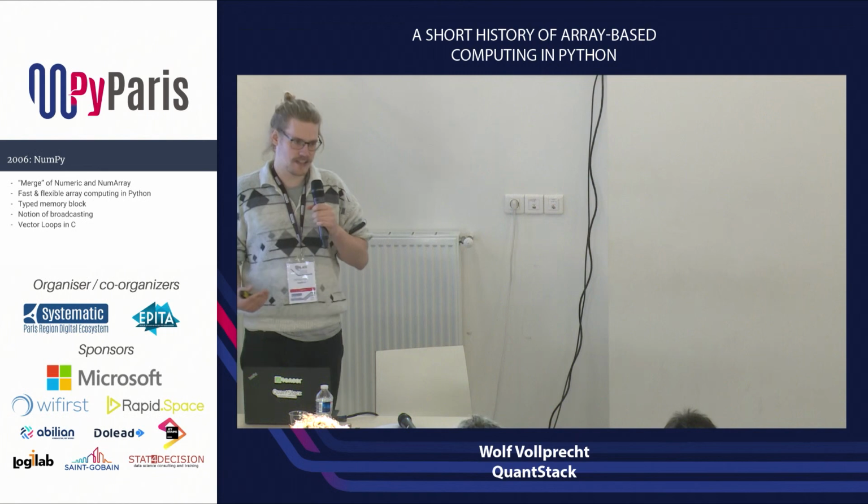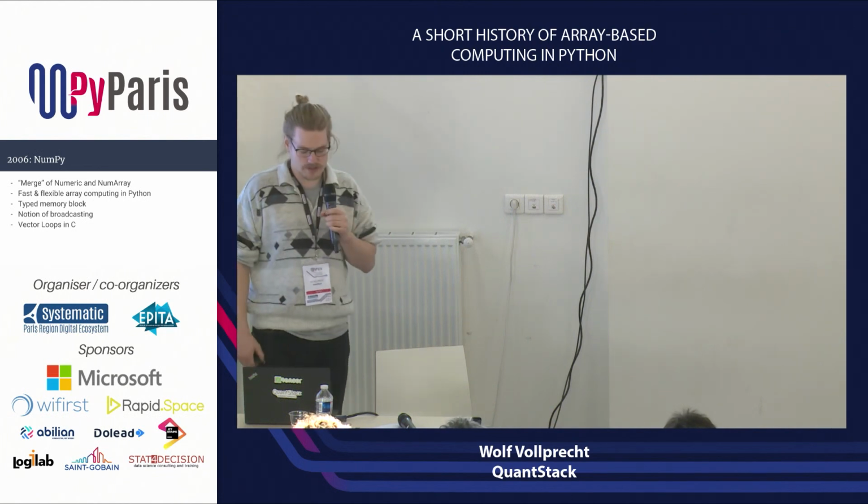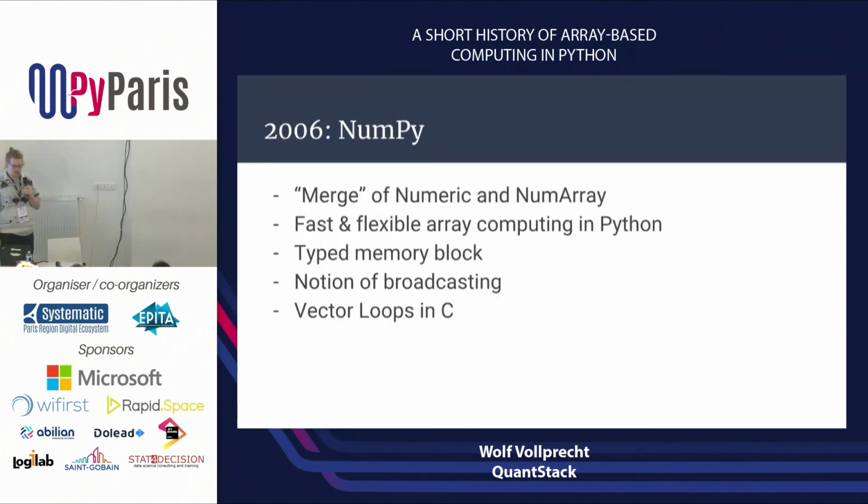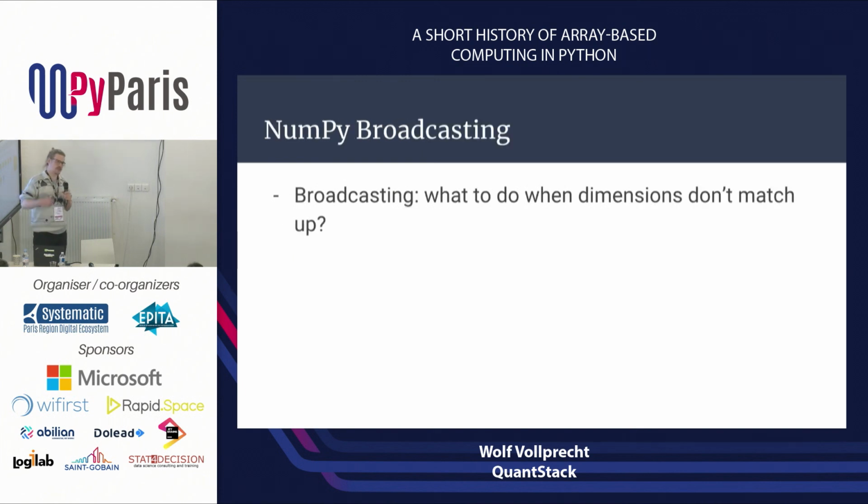And it brought us fast and flexible array computing in Python with this core notion of having a typed memory block that's equivalent in the memory space to what we have in C or Fortran, and then this notion of broadcasting and vector loops that are written in fast C. And I'm just going to quickly talk a bit about what broadcasting actually is. So broadcasting is basically an answer to what you do when the dimensions of the n-dimensional containers do not match up. And I'll demonstrate this again in the Jupyter notebook.